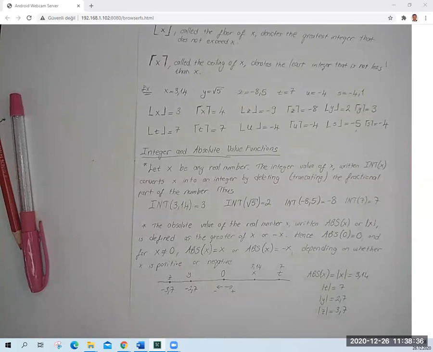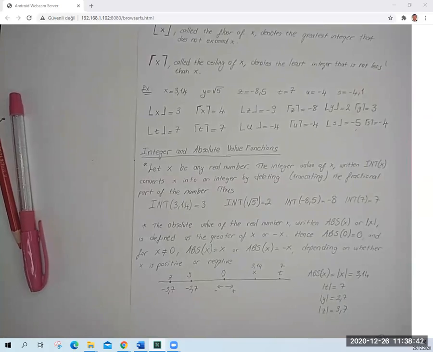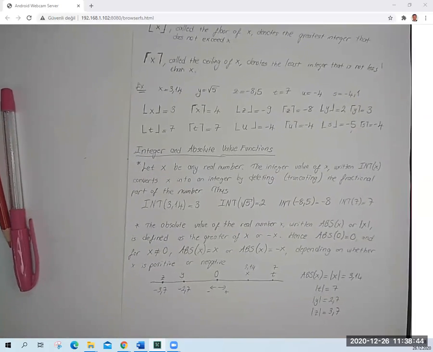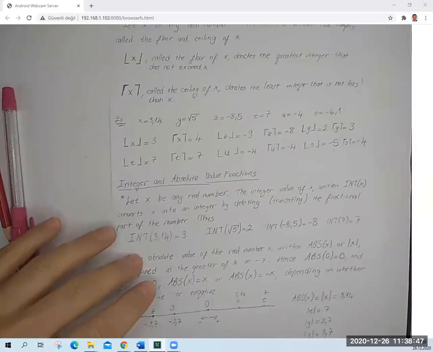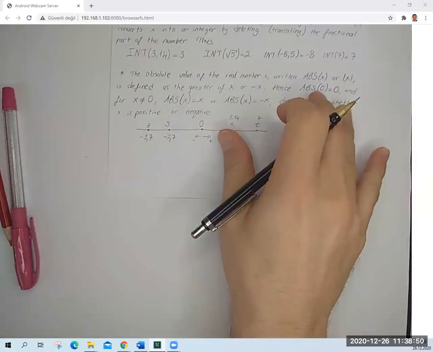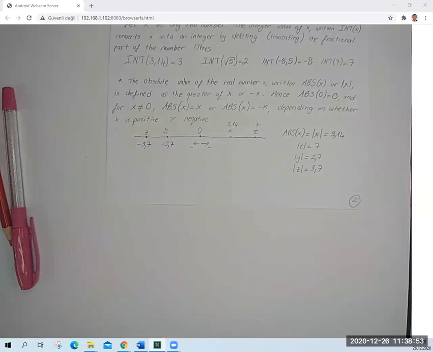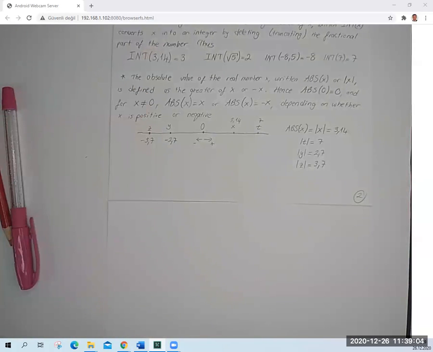Okay, dear friends, this is page 2. Page 2 and page 3. Page 3. Remainder and modular function.